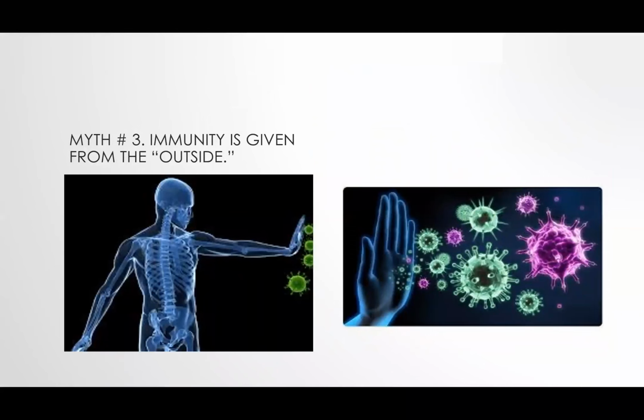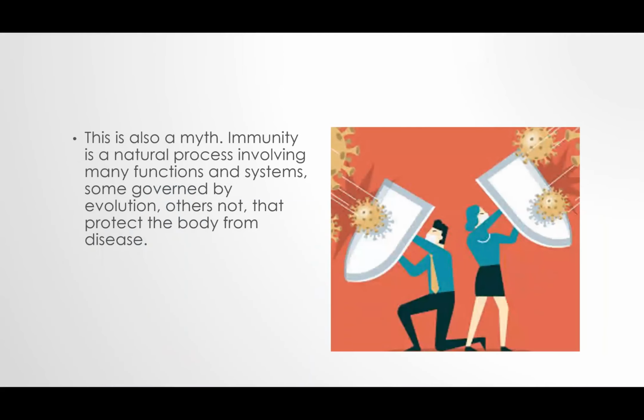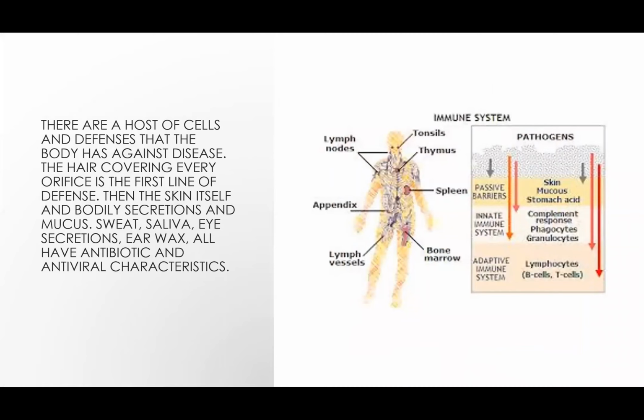Myth number 3. Immunity is given from the outside. This is also a myth. Immunity is a natural process involving many functions and systems, some governed by evolution, others not, that protect the body from disease. There are host cells and defenses that the body has against disease. The hair covering every orifice is the first line of defense. Then the skin itself and the bodily secretions and mucus. Sweat, saliva, eye secretions, earwax, all have antibiotic and antiviral characteristics.